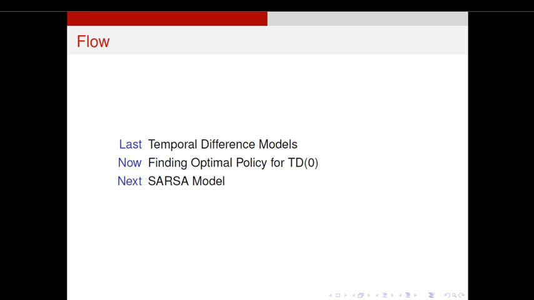In the last session we have seen the temporal difference models and its mathematical development, why it is called temporal difference model, etc. Now we will discuss how to find optimal policy for TD0. In the next session we will discuss the SARSA model. SARSA means state action reward state action model.